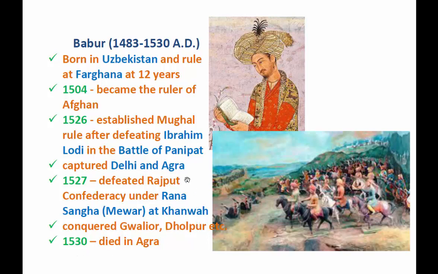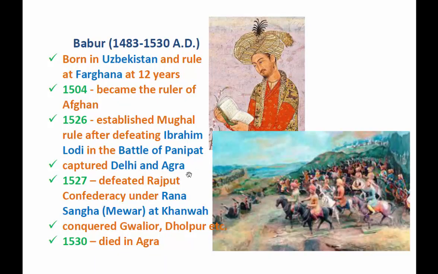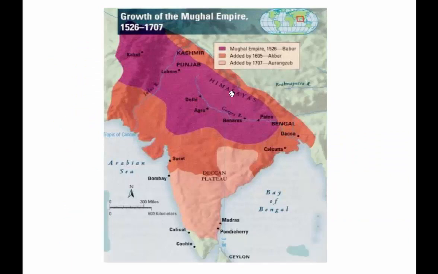The successor of Babur was Humayun. Before we take up Humayun, let us look at this map. The portion shaded in purple shows the growth of the Mughal Empire during the time of Babur. He himself conquered most of the northern part of India, and the rest was slowly dominated or conquered by other Mughal rulers. So we will see Humayun together.